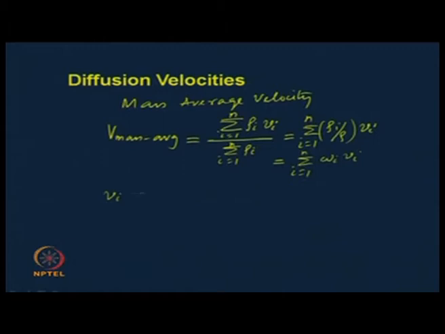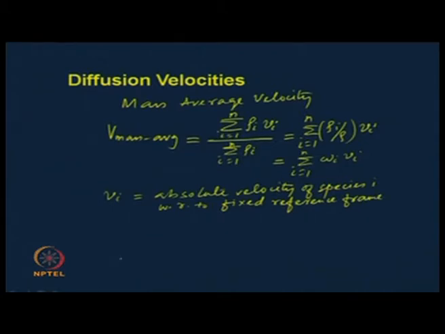V i is the absolute velocity of species i with respect to a fixed reference frame, and W i is the mass fraction of species i.